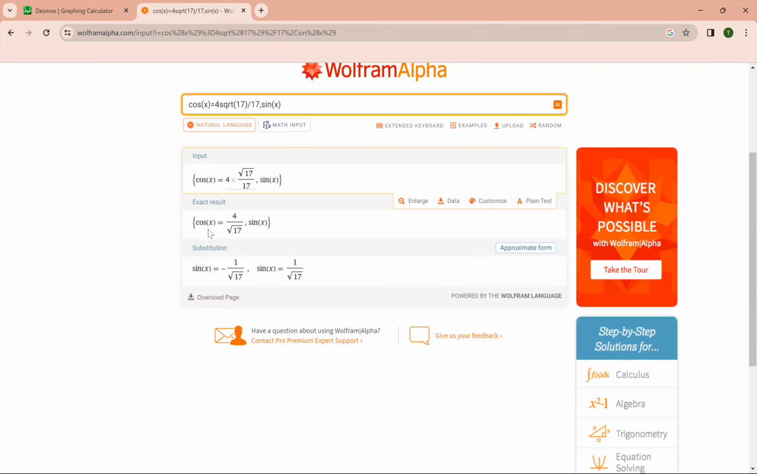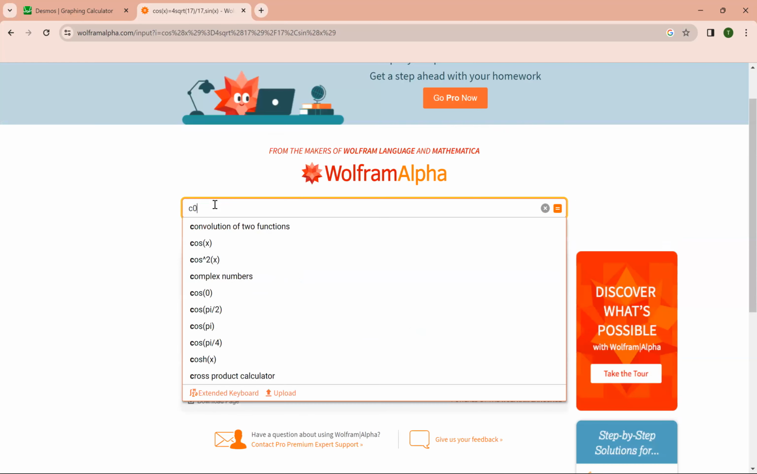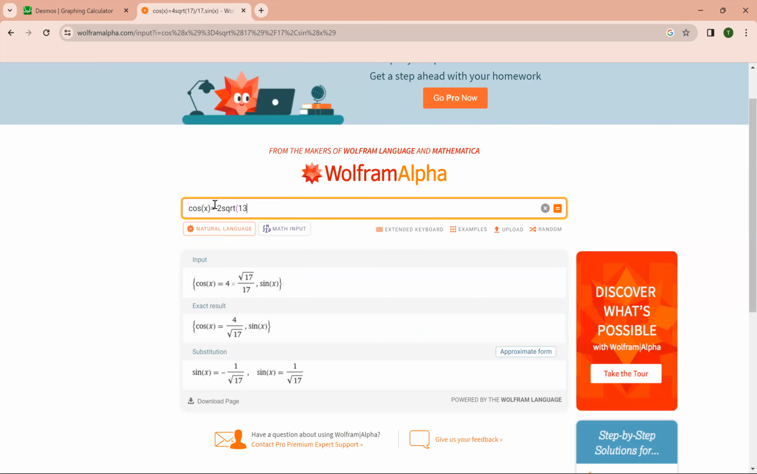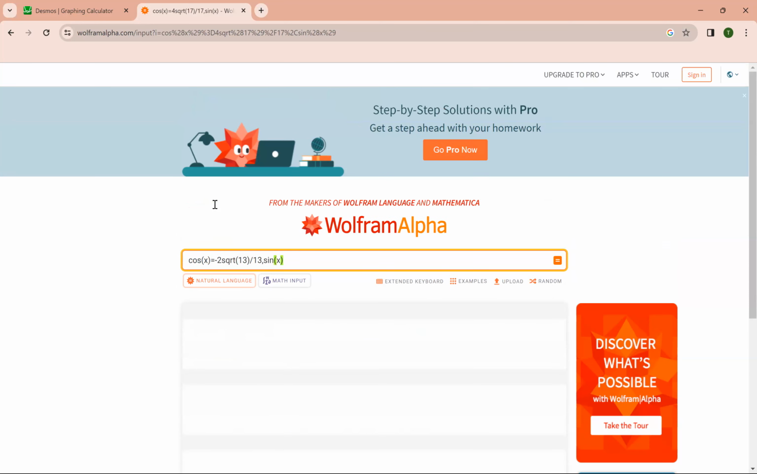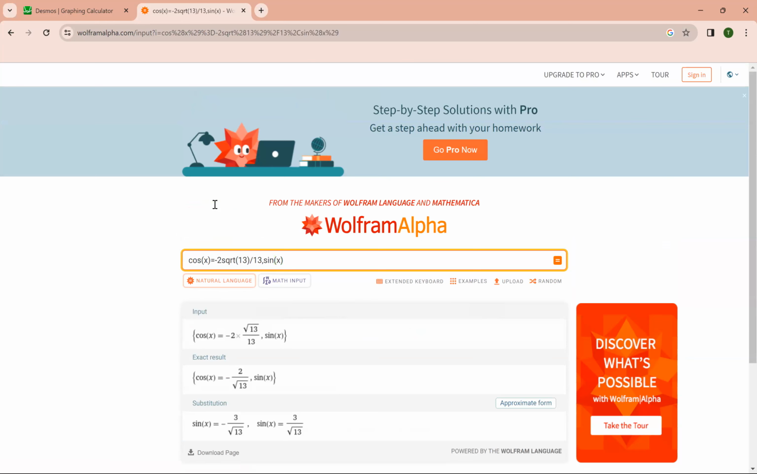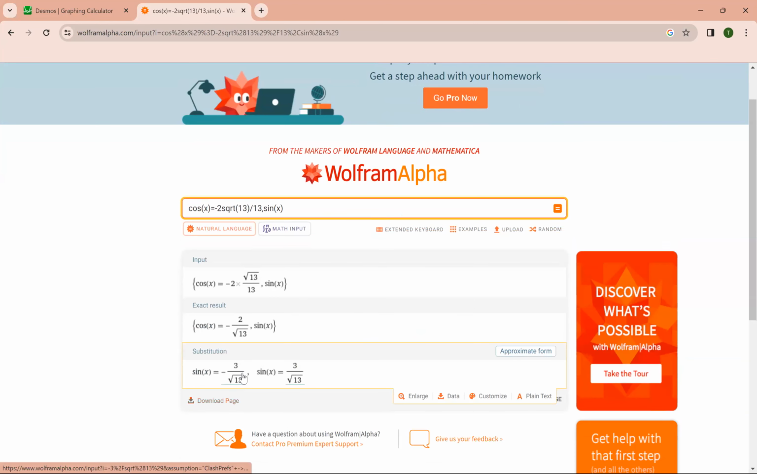Same thing. In quadrant 3, they're both negative, both sine and cosine. So it's negative 2 square root 13 over 13. What is sine of x? So it's the negative 3 over square root of 13, but you have to rationalize. So that square root of 13 comes up, and then the bottom just becomes 13. So negative 3 square root of 13 over 13.